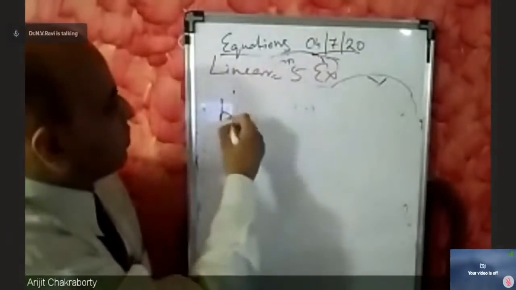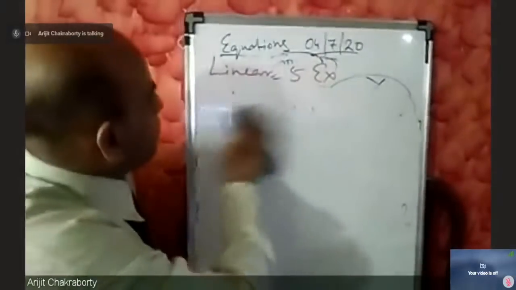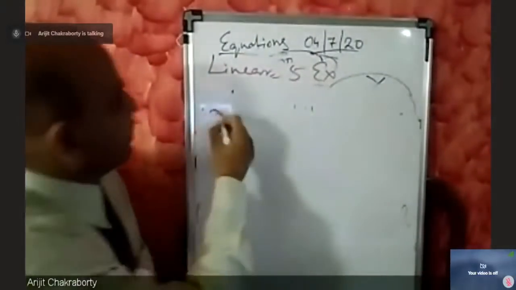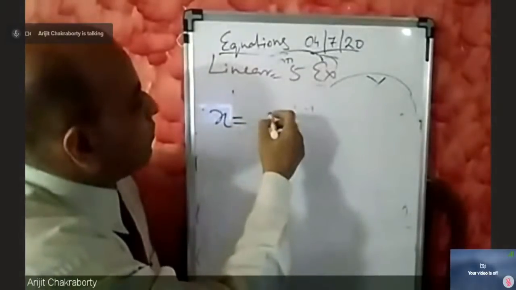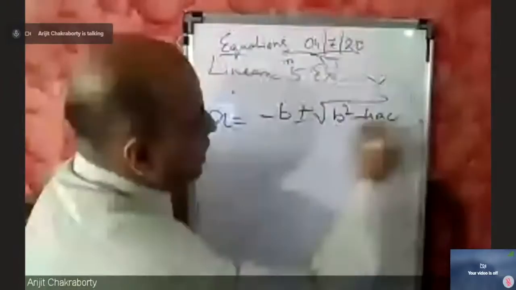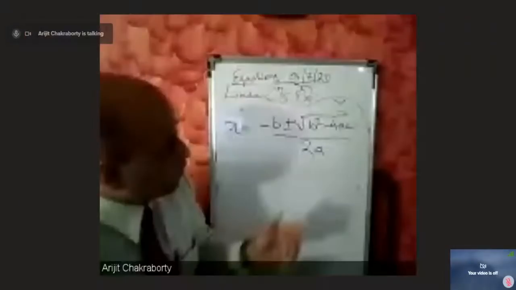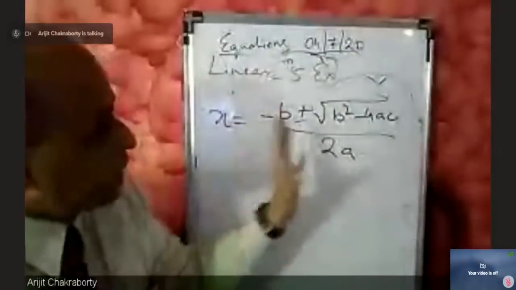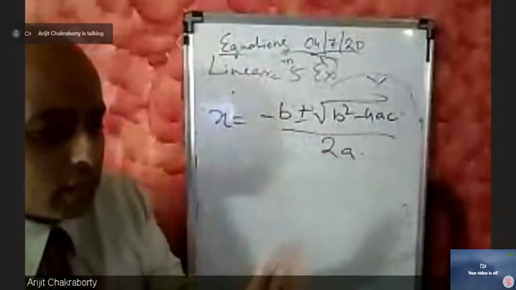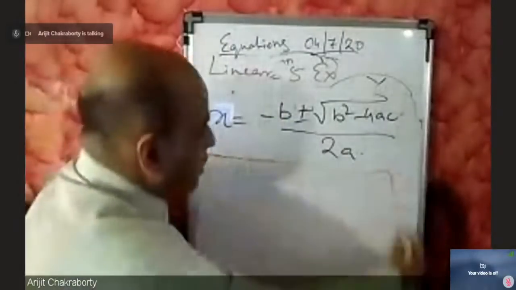So if I write the relation once again, we have seen that x is equal to minus b plus minus square root of b square minus 4ac by 2a. Now what happens is, there can be 3 separate scenarios. Either number 1, so I'm writing in a table form.